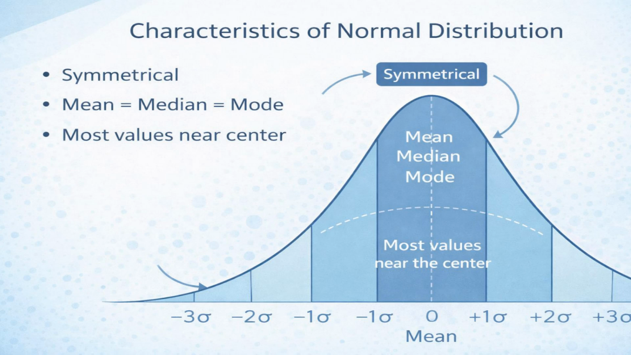The normal distribution has three defining characteristics. Symmetry: the left side is a mirror image of the right side. Mean equals median equals mode. All measures of central tendency coincide at the center. Most values cluster around the center, and extreme values are rare. This is powerful because once you know the mean and standard deviation, you know almost everything about the dataset. This simplicity is why the normal distribution is so widely used.